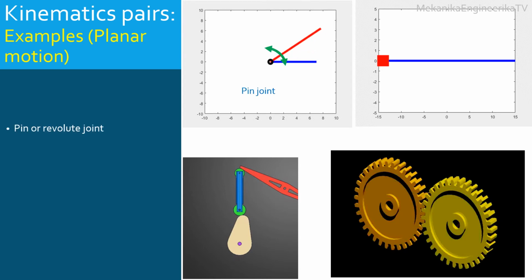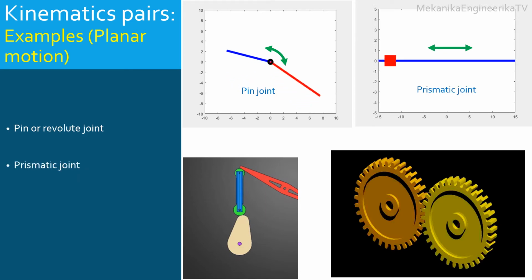The first example is the pin or revolute joint. The pin joint blocks the two relative translations. Links can only rotate relatively to each other. Each link can rotate independently of each other. The rotation speed and direction of one link is independent of the other link's rotation speed and direction.